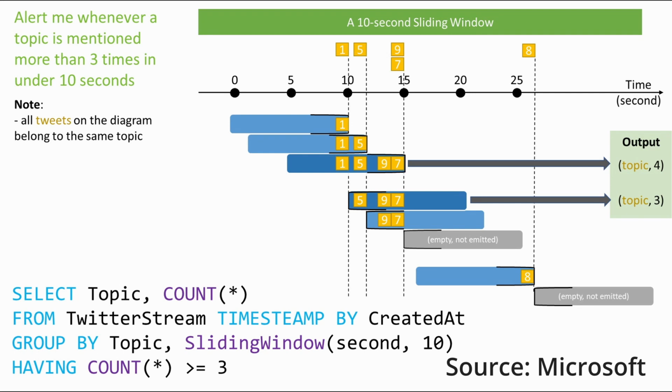Now the sliding window is an interesting one. If someone asks, alert me whenever a topic is mentioned more than 3 times under 10 seconds, then we consider a 10-second sliding window. The interesting thing about sliding windows is that they get used to consider all possible windows of a given length. They are different from tumbling or hopping windows in that they only output events for points in time when the content of the window actually changes. So in this case, for example, the only times that they will have an output would be when a topic is mentioned more than 3 times under 10 seconds.